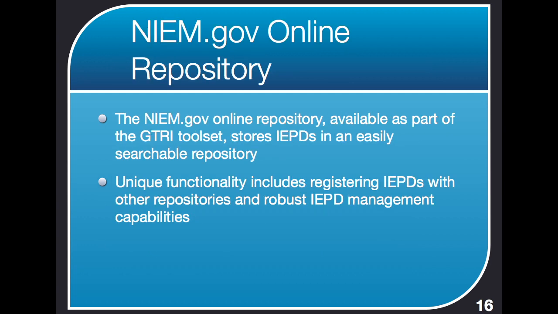The NIEM.gov online repository is really that Work with IEPDs tool. It's an online repository available as part of the general GTRI toolset that stores the IEPDs in the repository to make them searchable. Again, it stores the actual IEPDs. That's partially due to its unique functionality, which includes building the IEPDs within itself, where you upload the artifacts and it packages up the IEPD. It also can let you register those IEPDs with other repositories and manage your IEPDs, including the contents of them. So you can go and replace artifacts as you have new versions of the IEPD and automatically create new versions of it. So a very powerful tool.